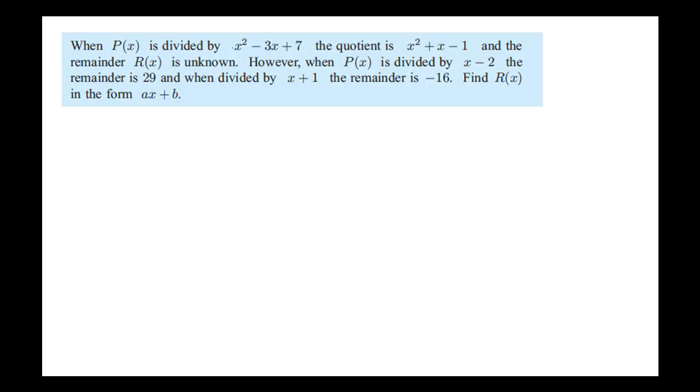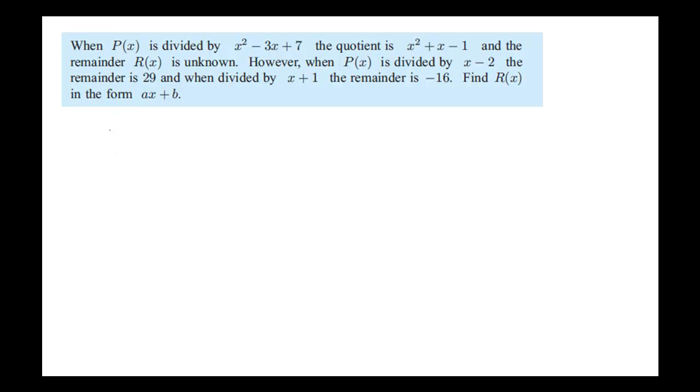When p of x is divided by x squared minus 3x plus 7, the quotient is blank and the remainder is unknown. However, when p of x is divided by x minus 2, the remainder is 29, and when divided by x plus 1, the remainder is negative 16. Find r of x in the form ax plus b. Okay, very well. Then let's go ahead and have a look.